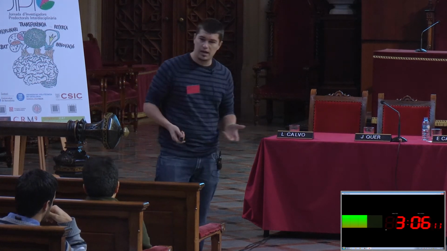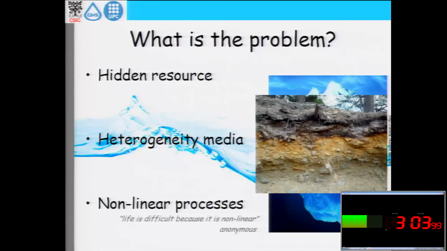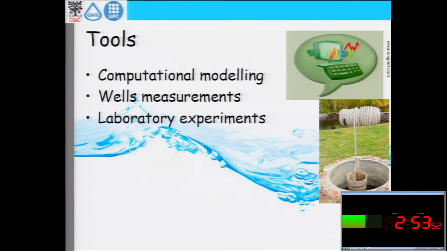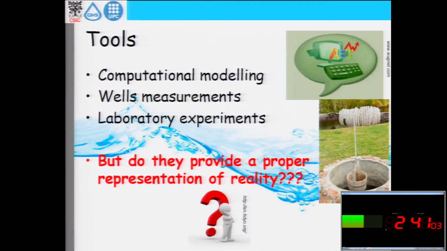Another problem we have is that the ground is heterogeneous at very different scales. And also, we're trying to model very difficult processes like chemistry, for example. But we have tools. We have some friends to deal with this. We can do computational modeling, we can do laboratory experiments, or we can drill a well and take samples from this well. But the question is, are they realistic?